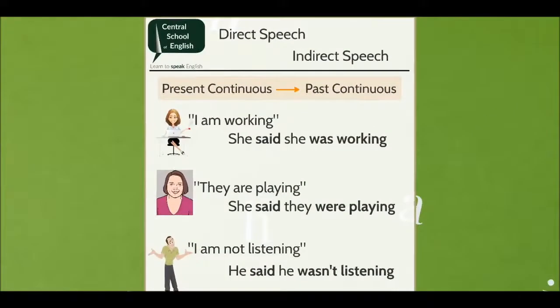When we change a statement from the present continuous in direct speech to indirect speech, we must use the verb said and change the verb in present continuous into the past continuous. For example, "I am working" changes to "she said she was working" in indirect speech. "They are playing" changes to "she said they were playing" in indirect speech. "I am not listening" changes to "he said he wasn't listening" in indirect speech.